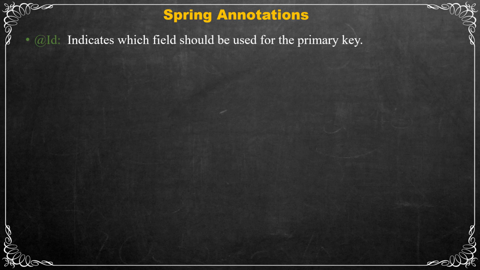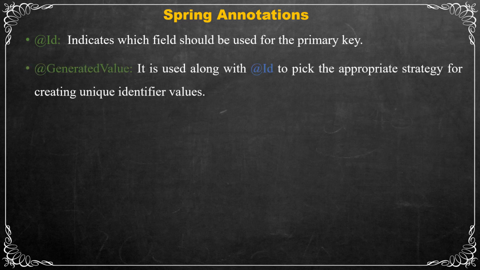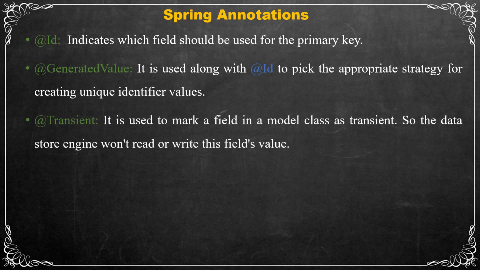ID annotation indicates which field should be used for the primary key. Generated value annotation is used along with ID to pick the appropriate strategy for creating unique identifier values. Transient annotation is used to mark a field in a model class as transient, so the data store engine won't read or write this field's value.